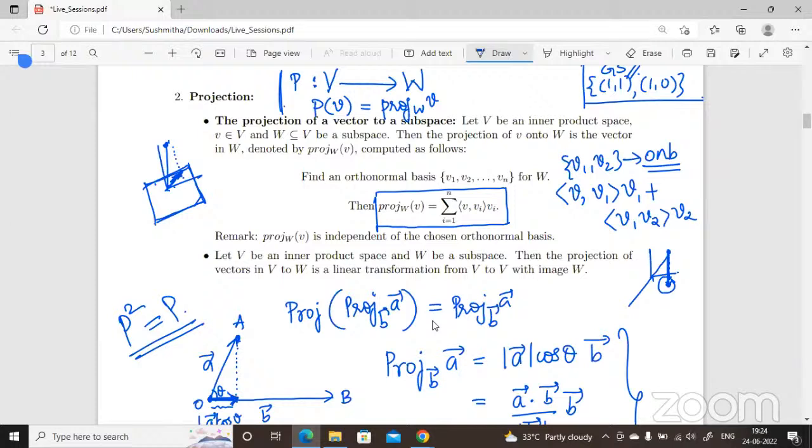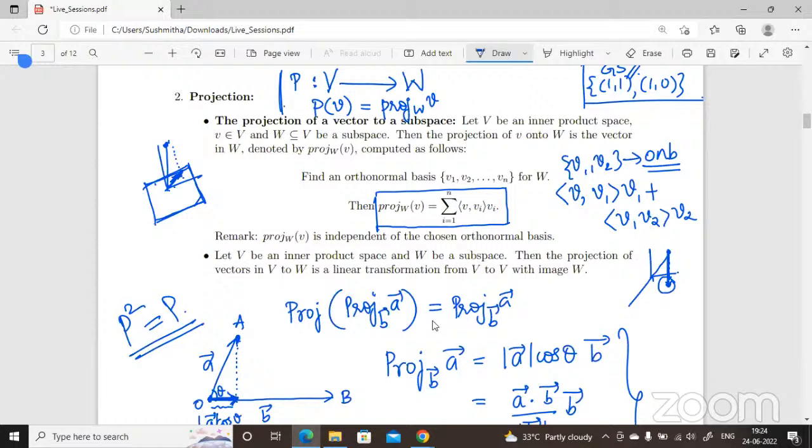So if we want to project any vector onto a subspace, first find an orthonormal basis for the subspace and then use this formula. That's all. This is for two vectors in the basis. If you have n vectors, do the same thing for all the n vectors. Is it clear how to find the projection of a vector onto a subspace?